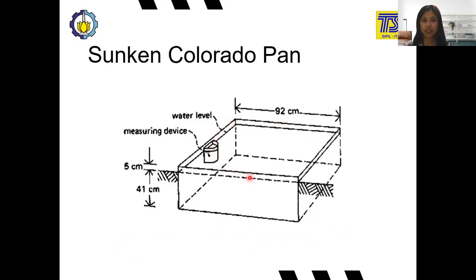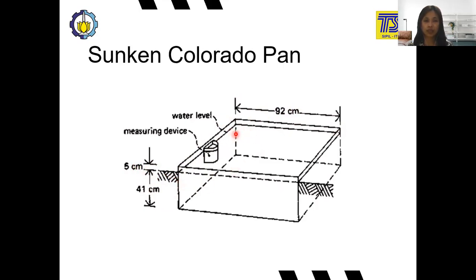This is the type of the sunken Colorado pan. Usually the sunken one has a rectangular shape, not a circular one, because it has to be sunk below the ground level. So they think that the rectangular type is easier than the circular type. Here we have a size of 92 and a height of 41 centimeters, and it also has a safety area of 5 centimeters.